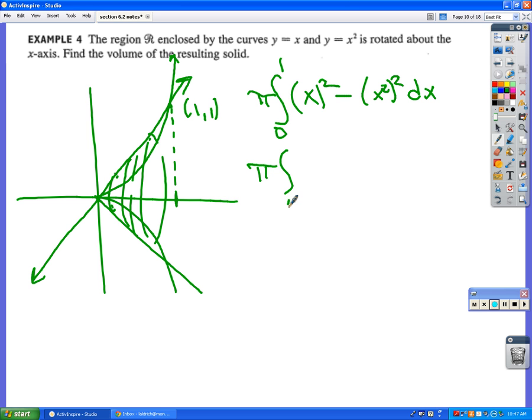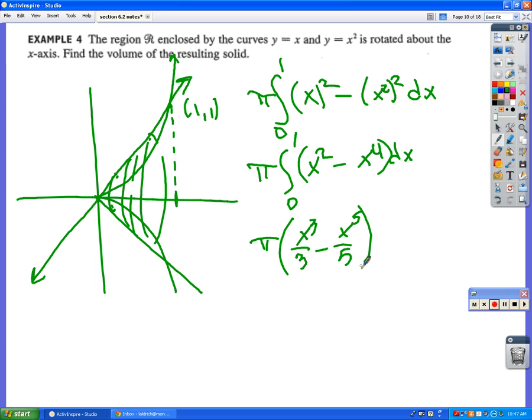All right, so if we do this, this squared is obviously x squared. This squared is x to the fourth. And then the antiderivative of that, either on a calculator or by hand, would be x cubed over 3 minus x to the fifth over 5, from 0 to 1. So that would be pi over 3 minus pi over 5, which would be 2 pi over 15.